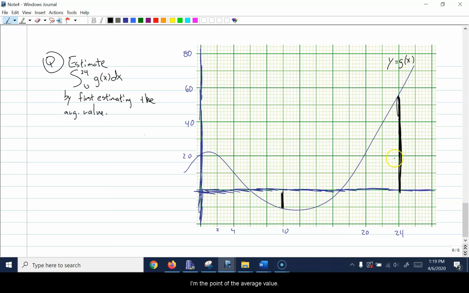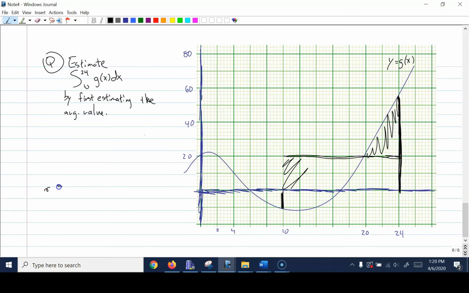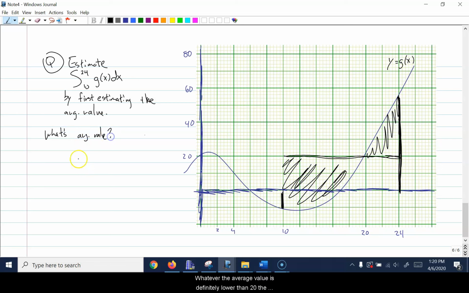The point of the average value, like we just said, is it's a number so that the stuff above ties with the stuff below. If the average value was 20, then this area would equal this area. Does it equal this area? It looks like no, the bottom one's way too big. So that tells me whatever the average value is, it's definitely lower than 20.